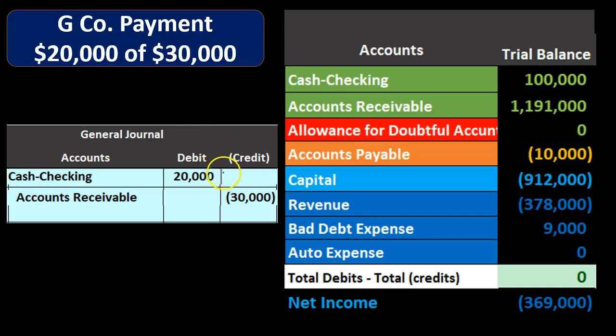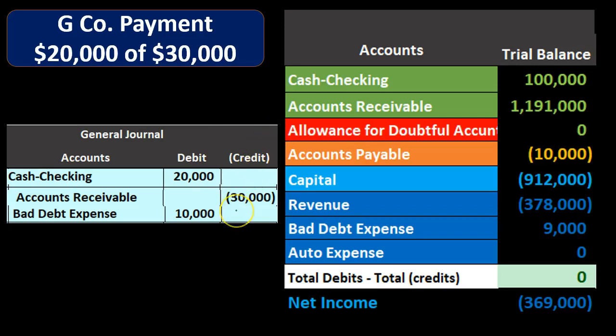Our debits do not equal our credits now. We need a debit of $10,000. That then is going to go under the direct write-off method to bad debt expense. This is what will differ under the two methods. Under the direct write-off method, it goes to bad debt expense. Under the allowance method, it would be going to the allowance for doubtful accounts.